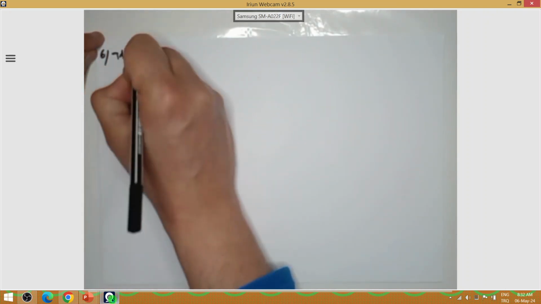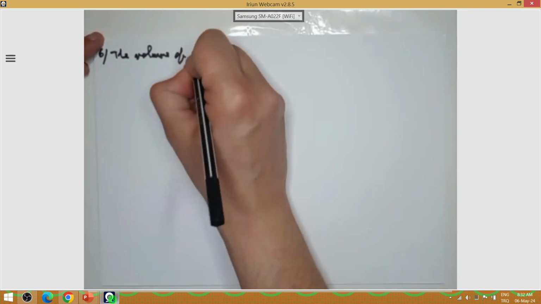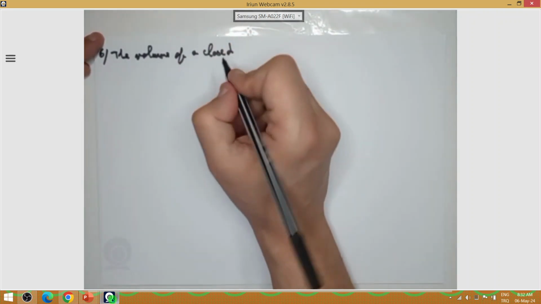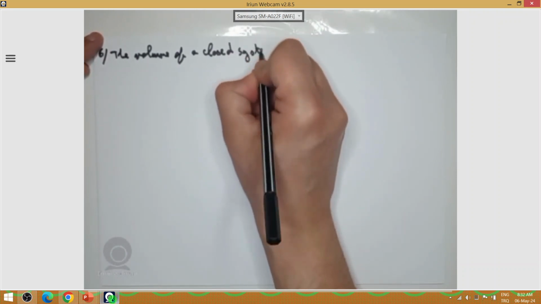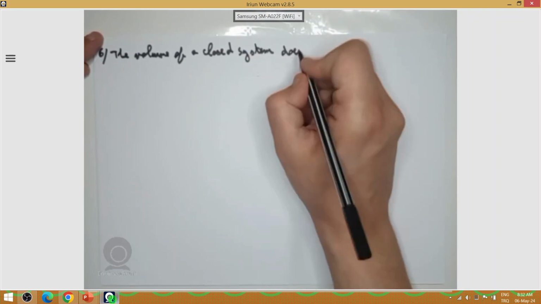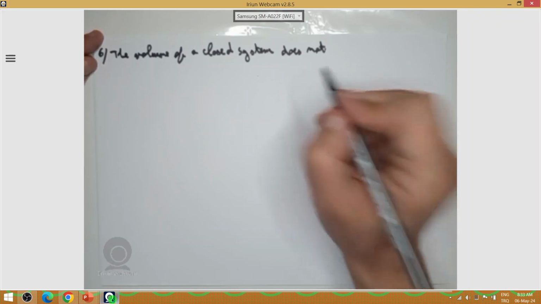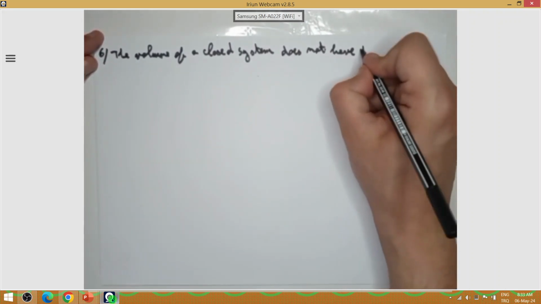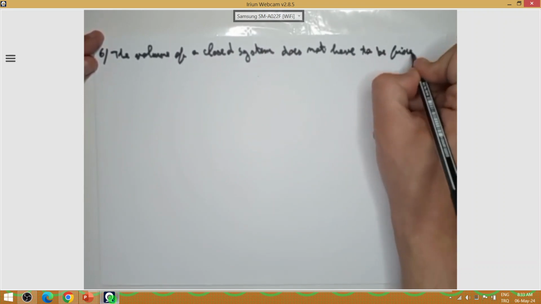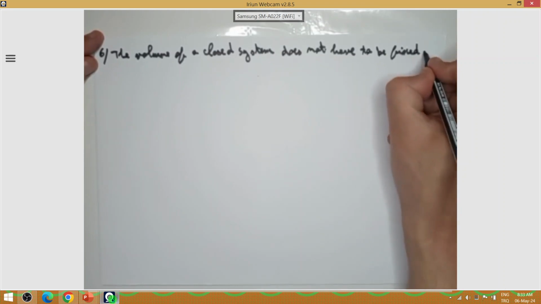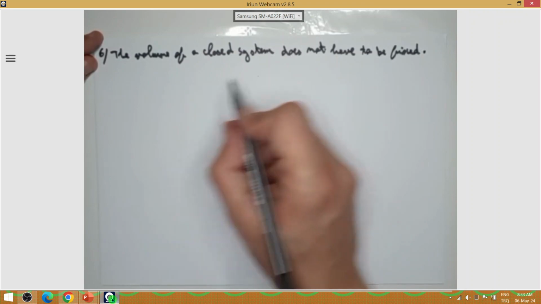So now we have note 6. In note 6 we can continue and say that the volume of a closed system does not have to be fixed.